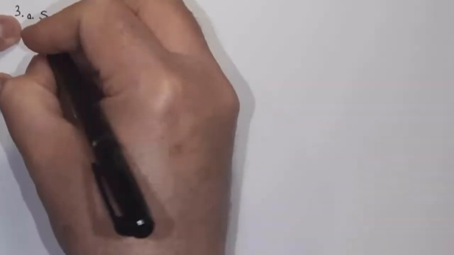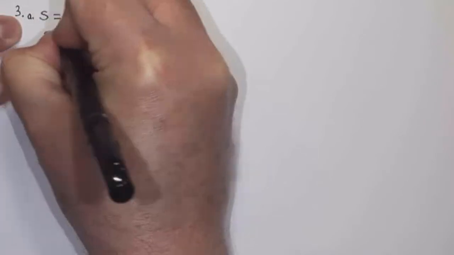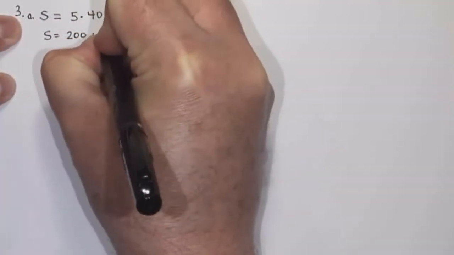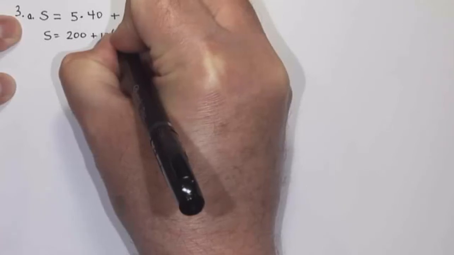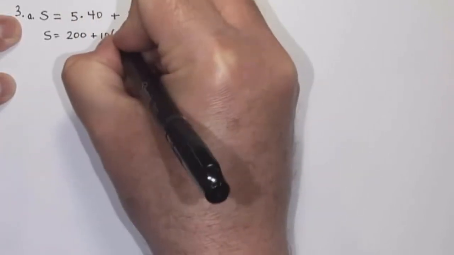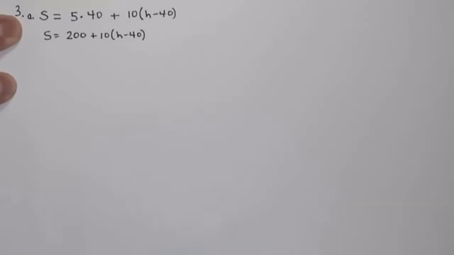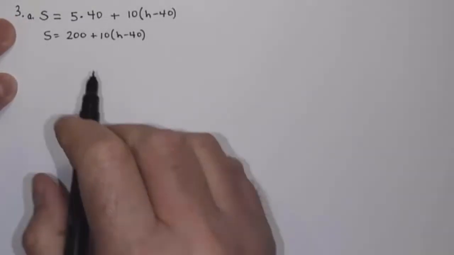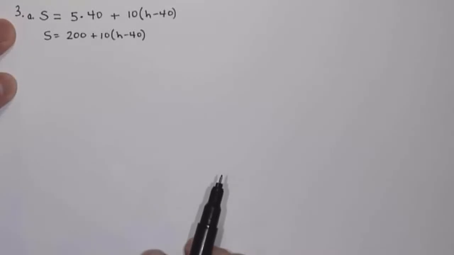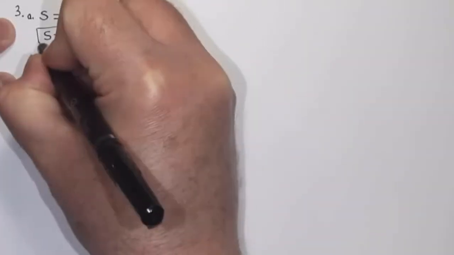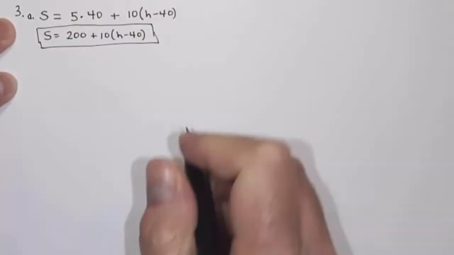Now we can clean that up a little bit. For example, 5 times 40 is 200. So we might write that as 200 plus 10 times the quantity h minus 40. So we could write this, or if we wanted, we could continue and clean that up a little bit more. This, as far as I'm concerned, is a perfectly fine answer.